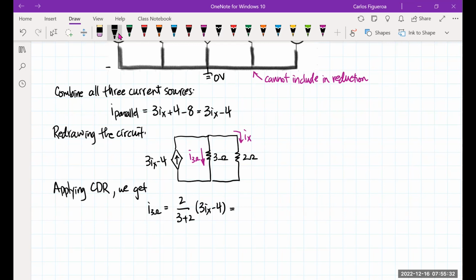If I clean this up, I'm going to factor out a 5, and I'm going to get 6ix minus 8, and that's going to equal I3 ohm. Now if I take the 5 to the other side, I get 6ix minus 5i3, and that is going to equal 8.